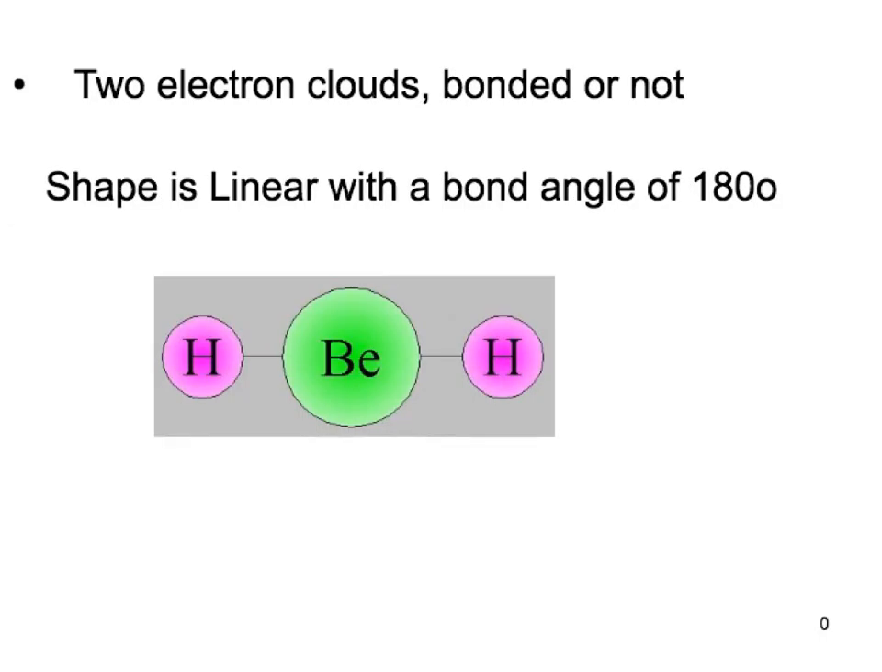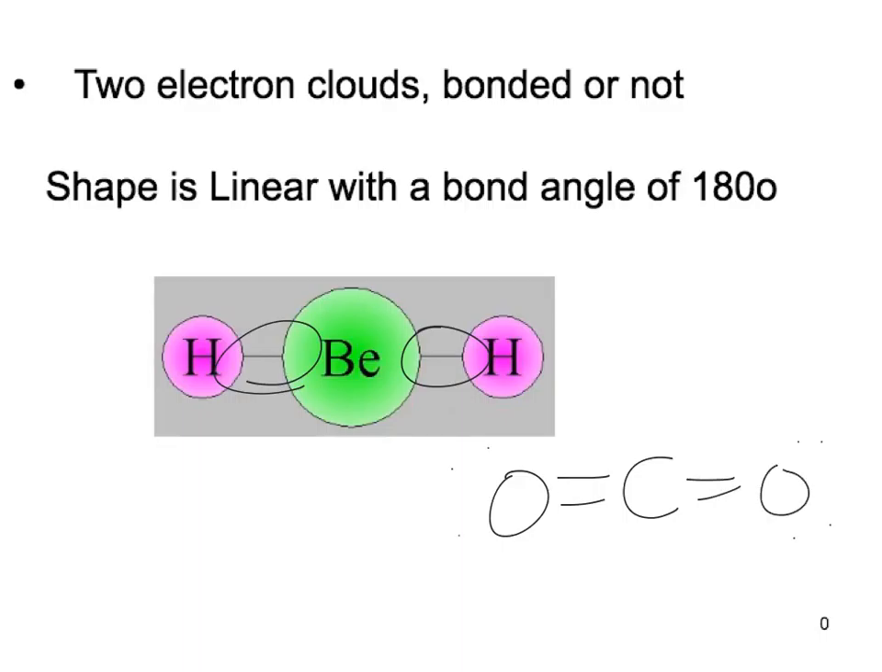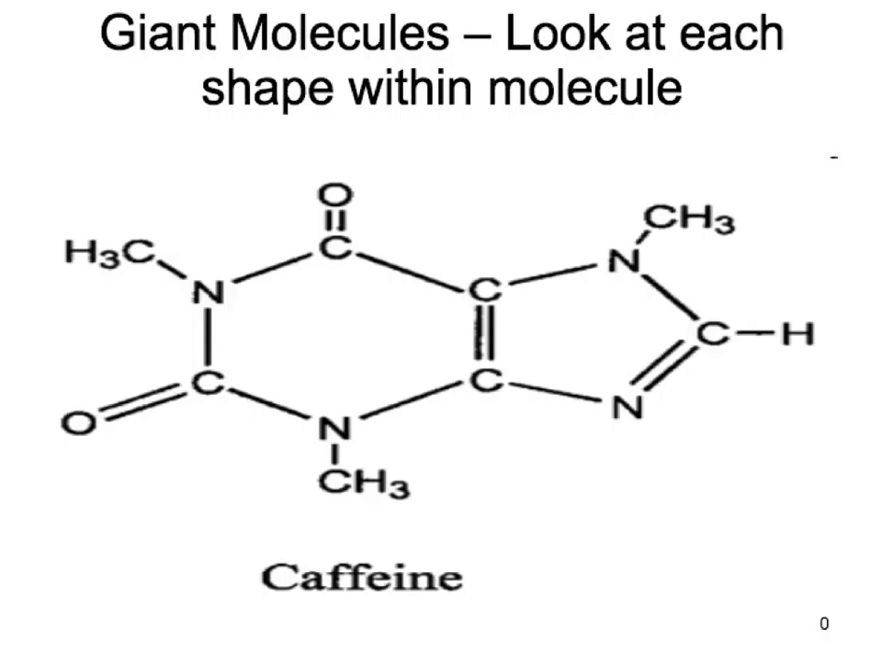The last one that we're going to look at is 2 clouds around the central atom. That's one of our exceptions. Here's a real common one too. Carbon dioxide. We have 1, 2 clouds around that central atom, 180 degrees apart. All right, giant molecules, you can look within the molecule and see different shapes.